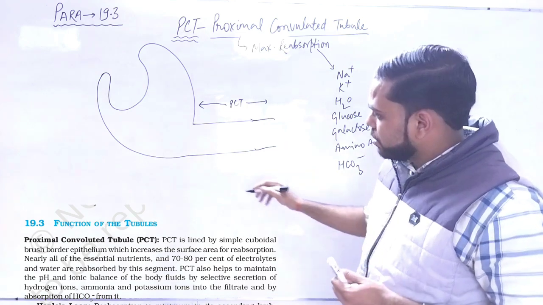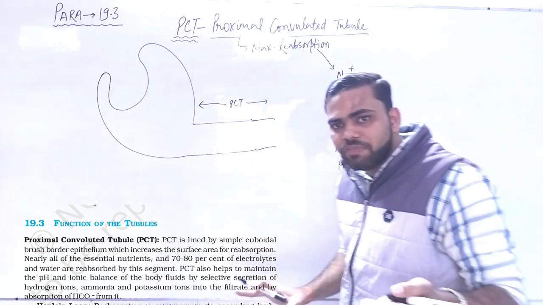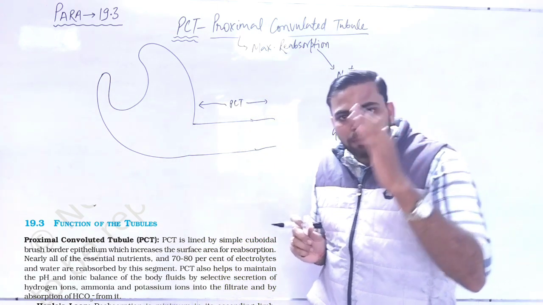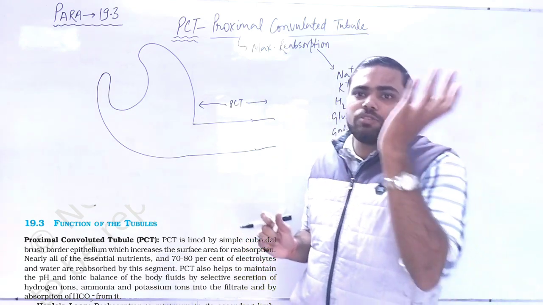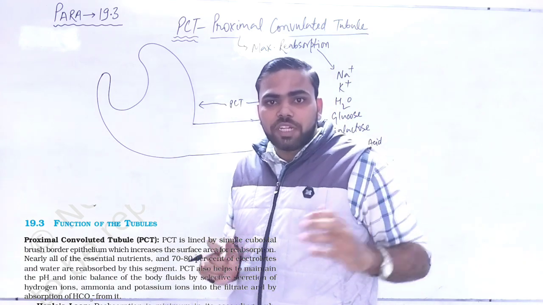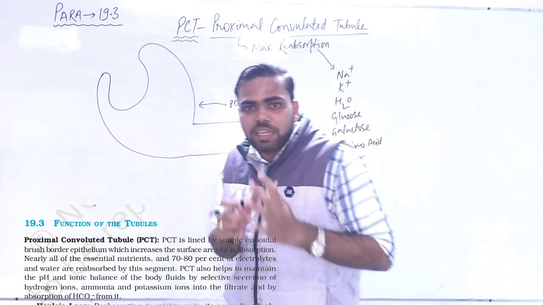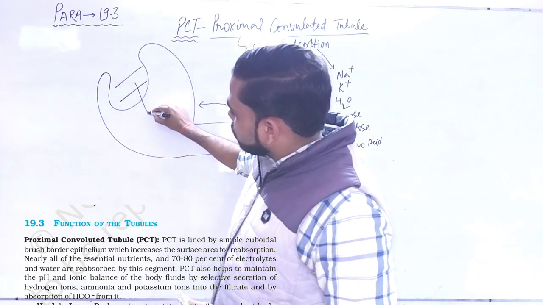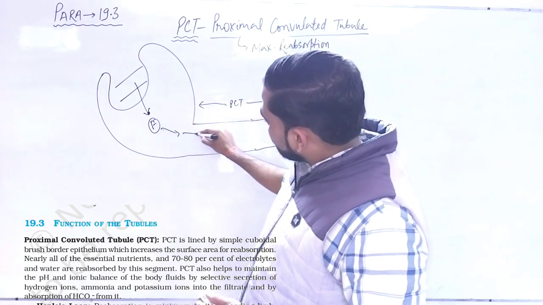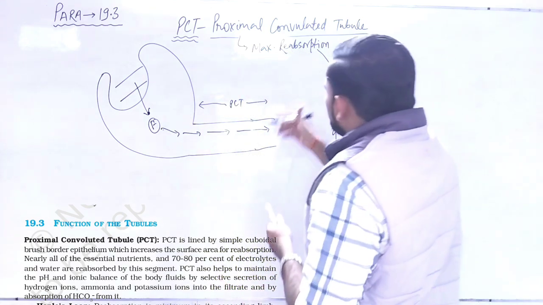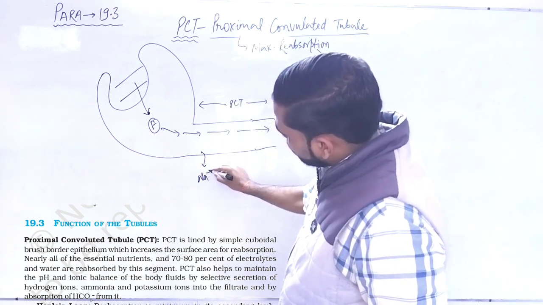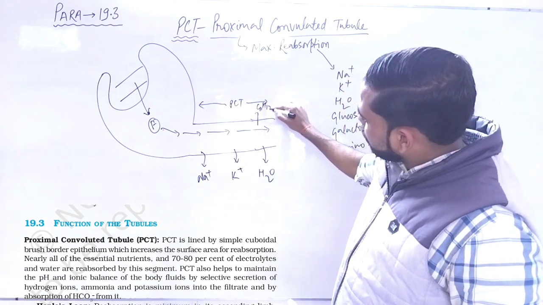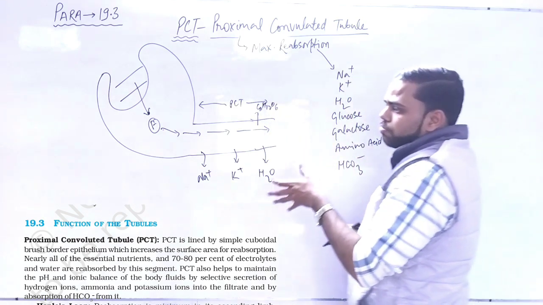Now, what is going to happen in this PCT? These things will be reabsorbed from the filtrate into the body. It means those things which are useful for the body will be reabsorbed by the PCT and given into the bloodstream, not released into the urine. And these things which are reabsorbed by PCT will not take part in the formation of urine. Here the filtrate has come into the capsular space. Now this filtrate will come forward, and along the way, things like sodium, potassium, water, glucose, and many other things will be reabsorbed by PCT.